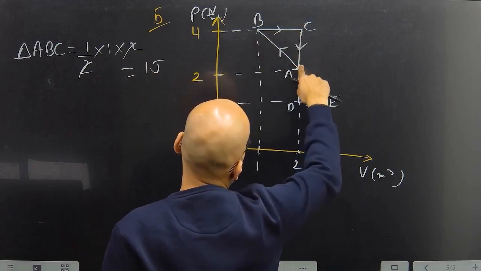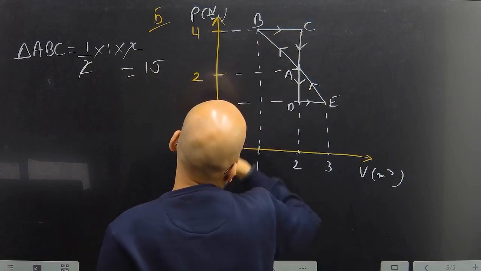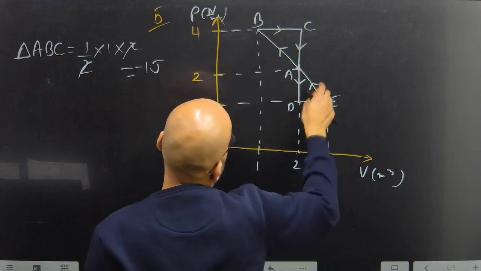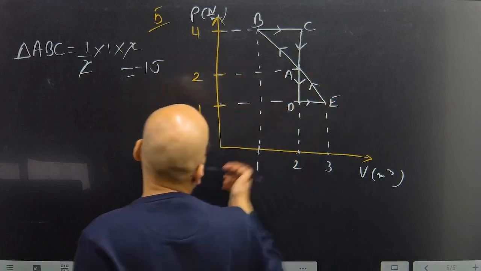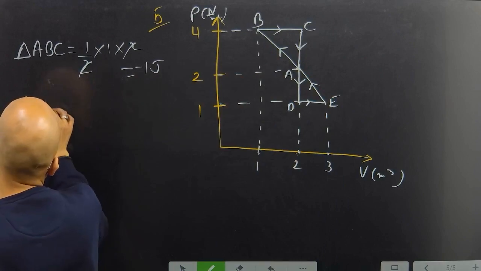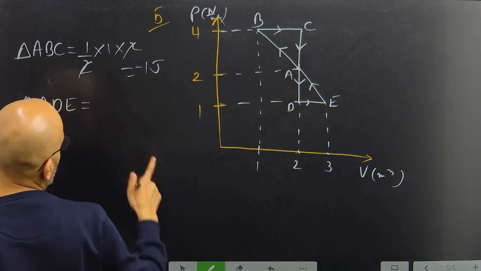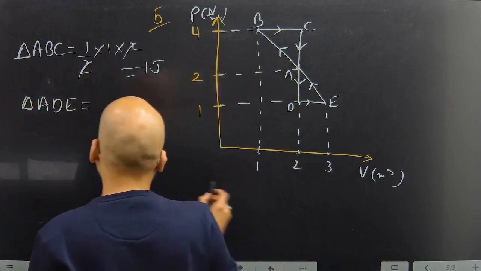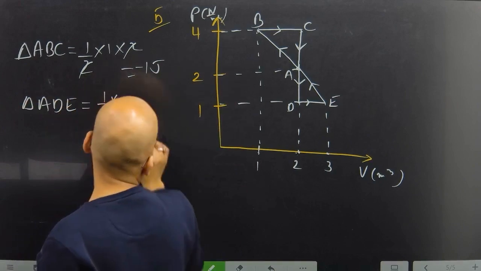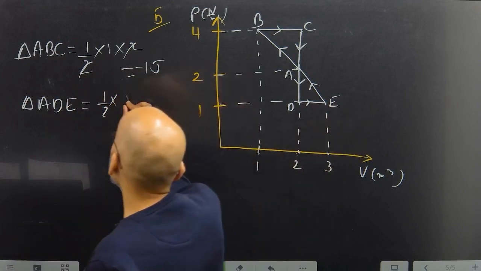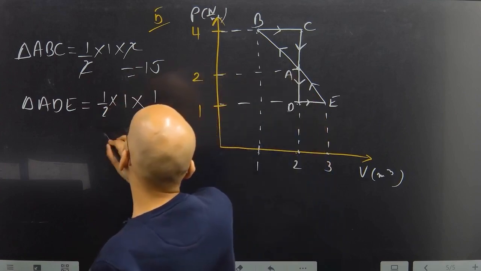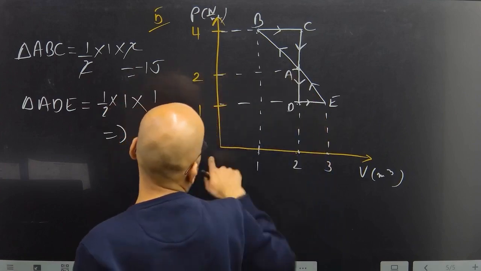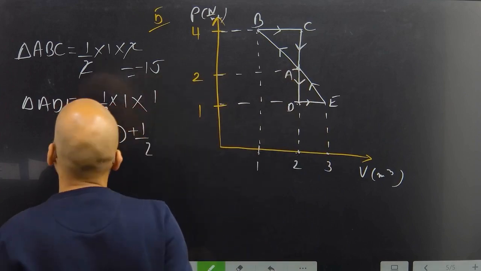Fine. Now pay attention. It is anti-clockwise, so minus. This one is clockwise. Let's find the work done for triangle ADE. Again, it will be half base into height. How much is the base? Base is 1, and the height is from 1 to 2. It is 1 by 2, and since it is clockwise, it is plus.